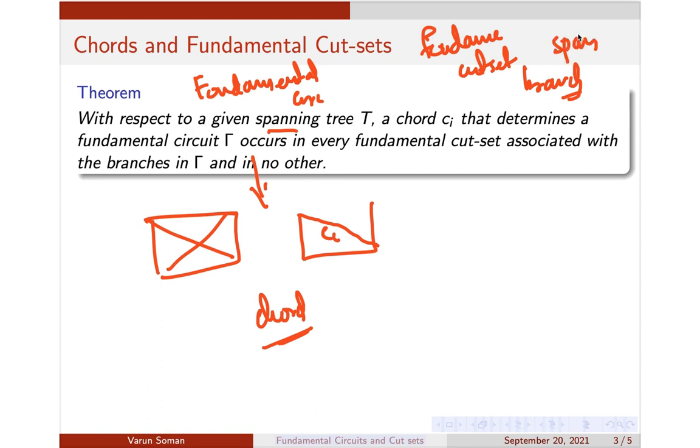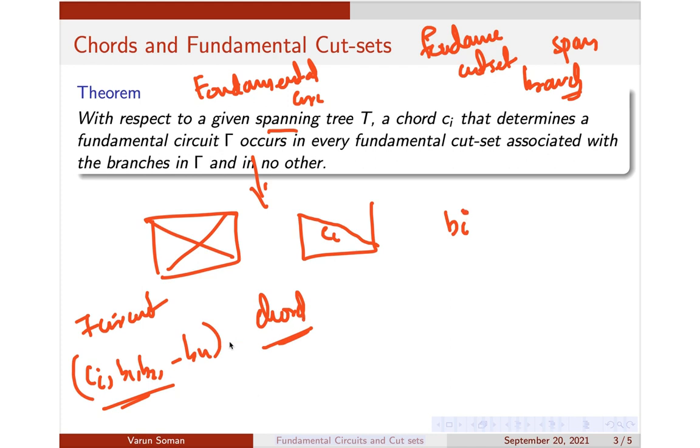Okay, so the theorem here states this: suppose we are taking a fundamental circuit containing a chord Ci and some branches B1, B2, etc., some Bn. So this is my fundamental circuit here. What the theorem means is that now if you are taking a fundamental cut set with respect to these branches, suppose I am taking a branch Bi, then the fundamental cut set which is associated with this branch Bi will contain exactly one branch of the spanning tree.